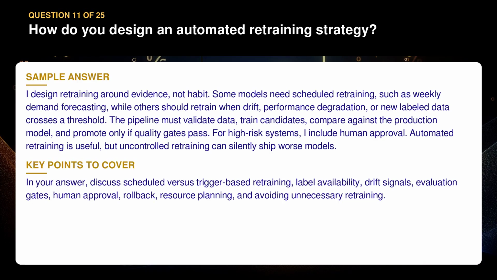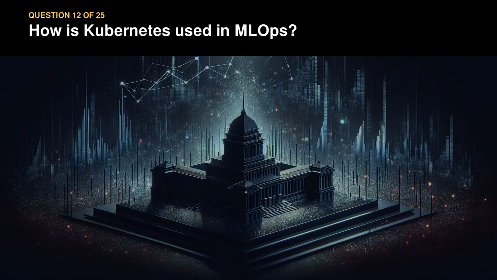In your answer, discuss scheduled versus trigger-based retraining, label availability, drift signals, evaluation gates, human approval, rollback, resource planning, and avoiding unnecessary retraining. Question 12. How is Kubernetes used in MLOps?